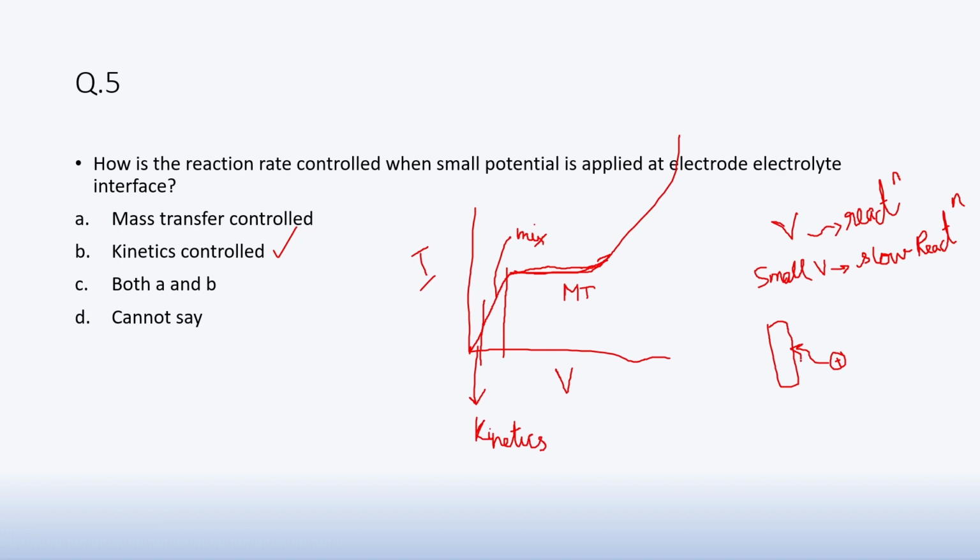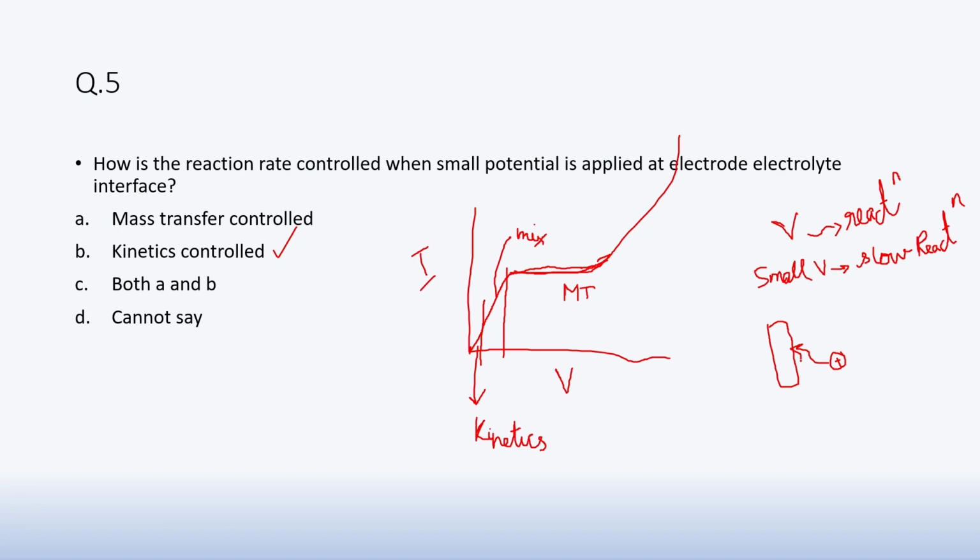On the contrary, if the reaction is very fast, it means I'm applying a very large potential. Large potential means you are forcing a very fast reaction to happen. So in that case, you need ions to continuously diffuse from the solution onto the electrode-electrolyte interface. Okay, so those are the two scenarios. If the reaction is very slow, I have enough ions in the solution to diffuse, come to the surface, and the reaction happens. On the contrary, if it is very fast, with a very large potential applied, ions have to keep coming.